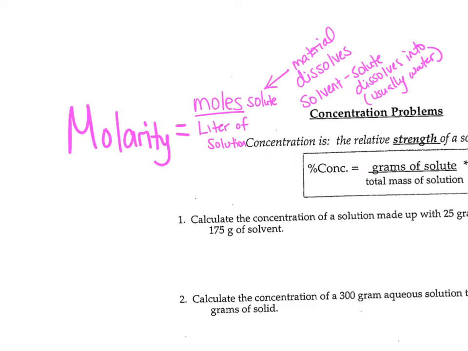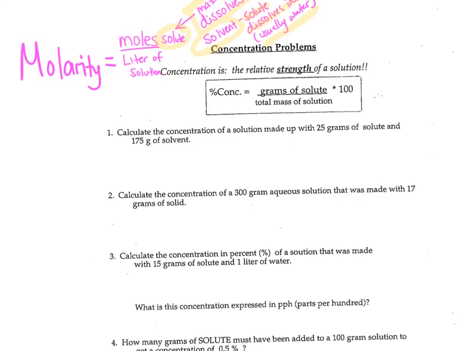And then we've got some vocabulary words that we have to make sure that we understand: the solute is the material that dissolves and the solvent is the material that the solute dissolves into, which is usually water. So molarity is one way to know the concentration of a material. The higher the molarity, the more of the solute is dissolved in the solution, so the stronger the concentration is.